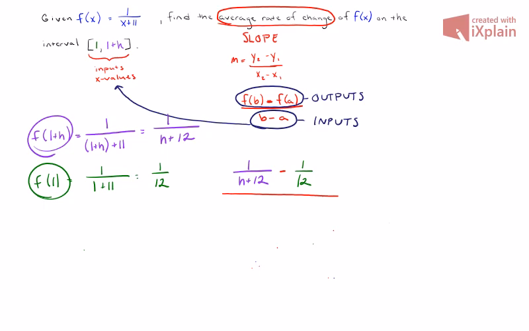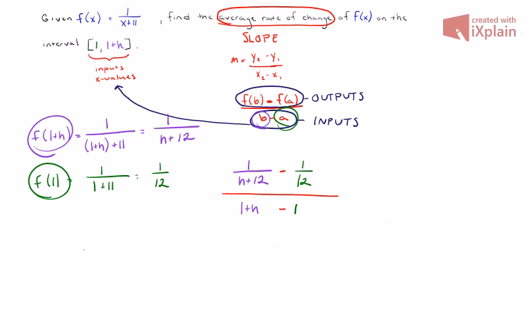And then we're going to go ahead and say, all right, our initial input, that was 1 plus h. And we're going to subtract that from our other input, which is going to be 1. So here we're going to go ahead and we're going to start cleaning this up a little bit further.